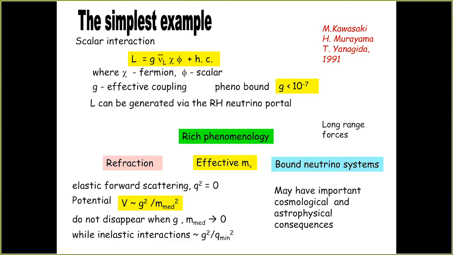So G is the effective coupling, and there is a quite stringent phenomenological bound that G is smaller than 10 to the minus 7. In this type of interaction, because this is a doublet, the others are singlets, this fermion and F, that can appear through the right-handed neutrino portal. So through right-handed neutrinos, you can introduce such an interaction with small couplings. It's simple, but it has a very rich phenomenology for light particles. We can have new effects in refraction. What is important is that this effect is proportional to G squared over the mass of the mediator squared. Therefore, when you reduce G squared and the mediator mass, this effect doesn't disappear. So that can generate an effective mass of neutrino. Or with this, we can even produce bound neutrino systems, like bound stars, clouds, etc.